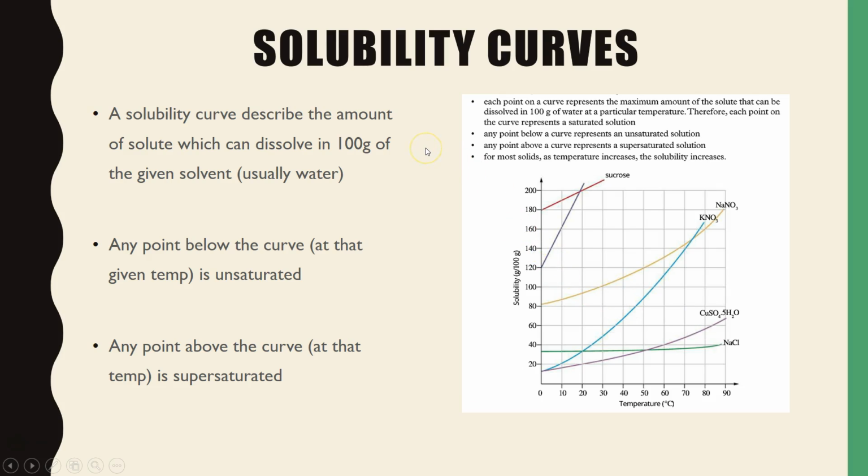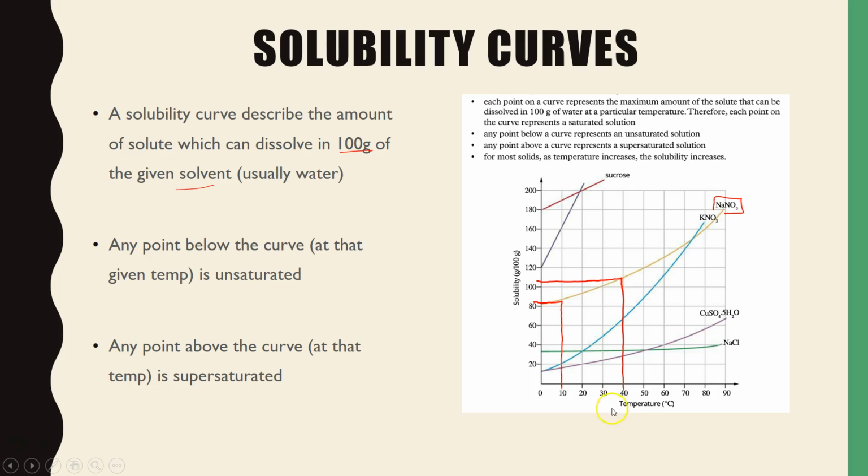So let's take a look at a solubility curve. It describes the amount of solute which can dissolve in 100 grams of a given solvent, and that's usually water. Over here, we have sodium nitrate in yellow, and we can see that at 10 degrees Celsius, we roll up from the curve, we have about 84 grams of solute dissolving. Again, if we look at 40 degrees Celsius for sodium nitrate, you can see that you have a greater amount of solute dissolving per 100 grams. So here we have about 105 grams of solute dissolving at 40 degrees Celsius per 100 grams.